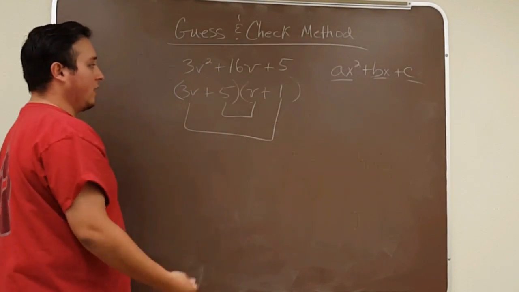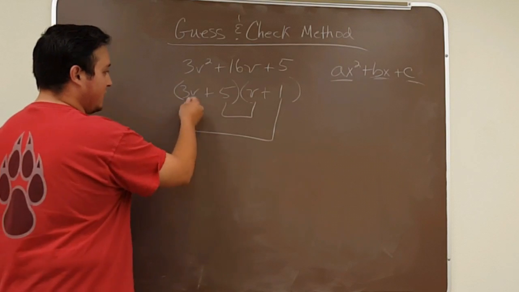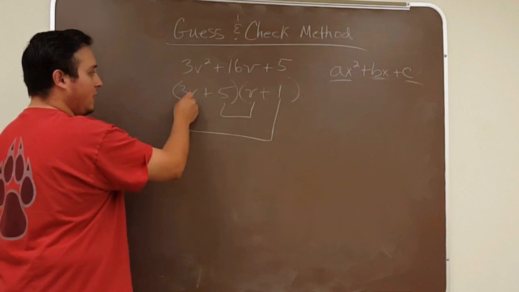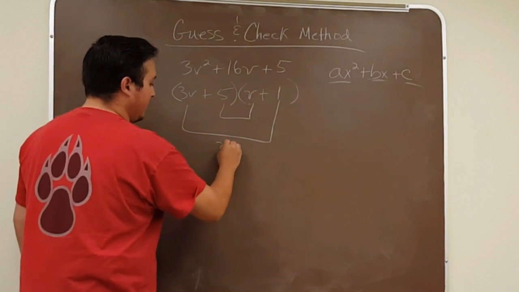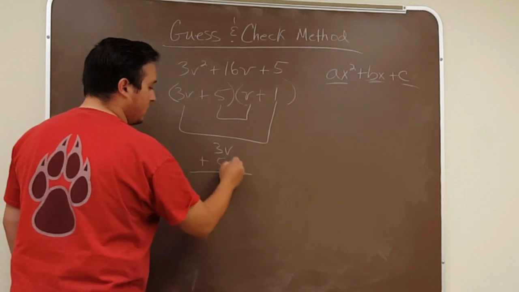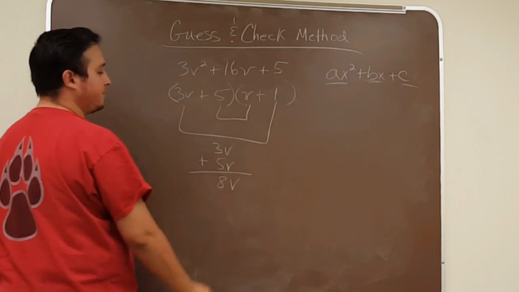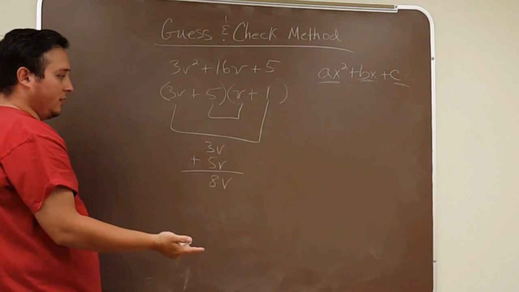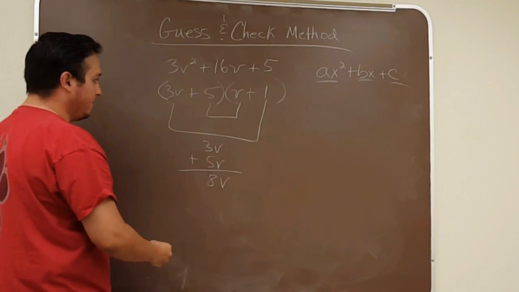So I'm going to do what I call the robot face. You see the eyes, the nose, and the mouth. Just follow the lines. So 3v times v is 3v. 5 times v is 5v. Add the two terms together and you get 8v. 8v is not our b term, so we didn't factor correctly. So we've got to go back to the drawing board and try again.